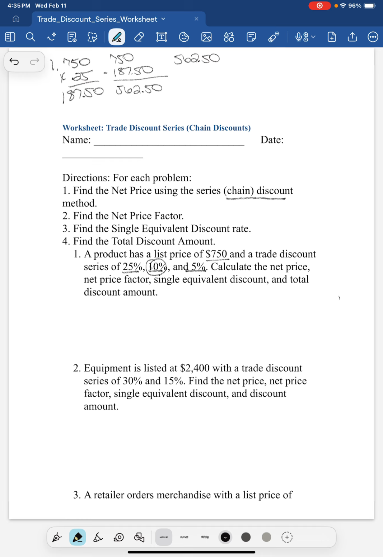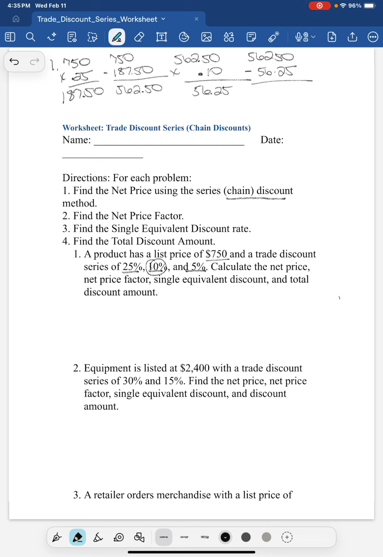So this is what we're starting with now, $562.50, and the next in the series is a 10% discount. So that's times 0.10, and of course, $56.25 is the amount of the discount. You just subtract out again. This is basically just doing your single trade discount step over and over until you've gone through everything.